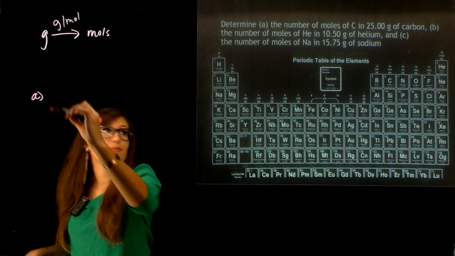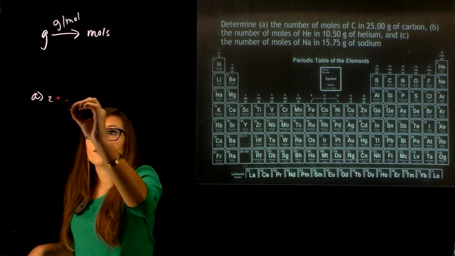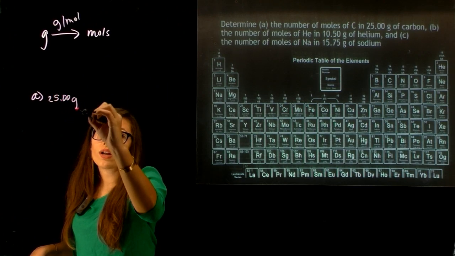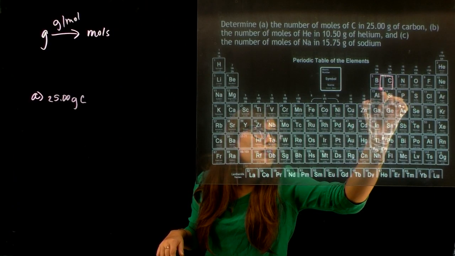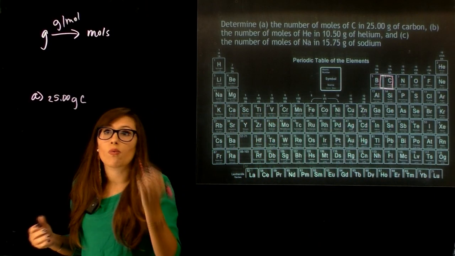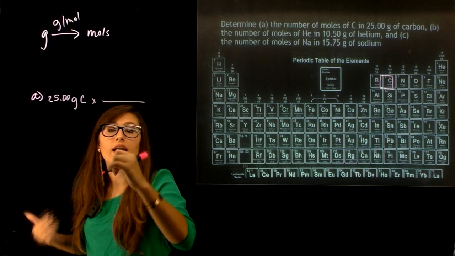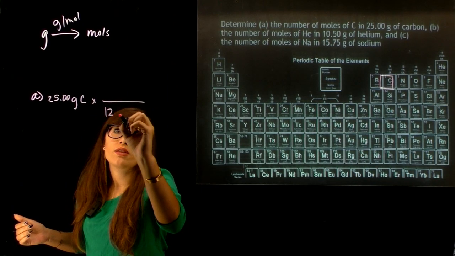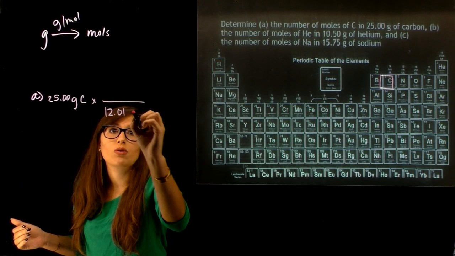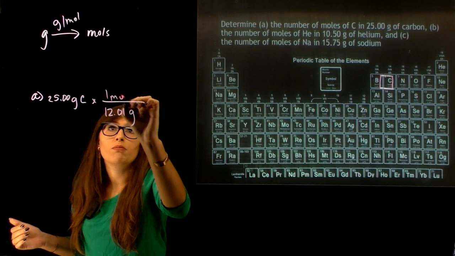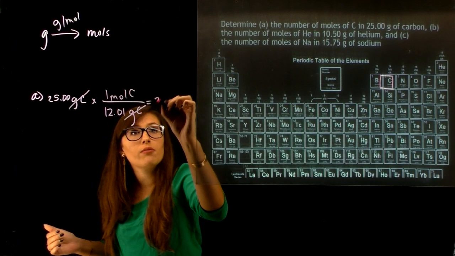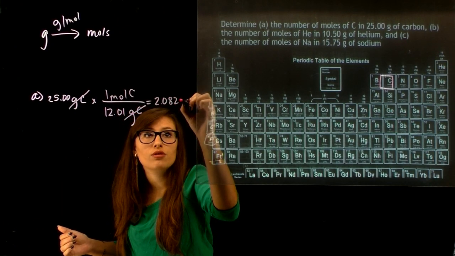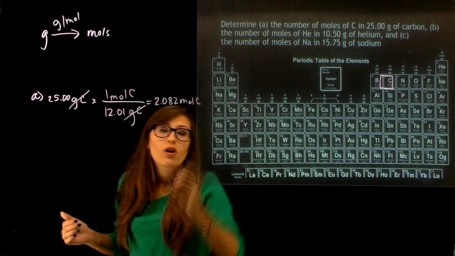So in part A, it says we have 25 grams of carbon, and on the periodic table, carbon has a molecular weight of 12.01. So we multiply by the reciprocal of the atomic mass of 12.01 grams per 1 mole of carbon. Grams and grams cancel out, and we have 2.082 moles of carbon.